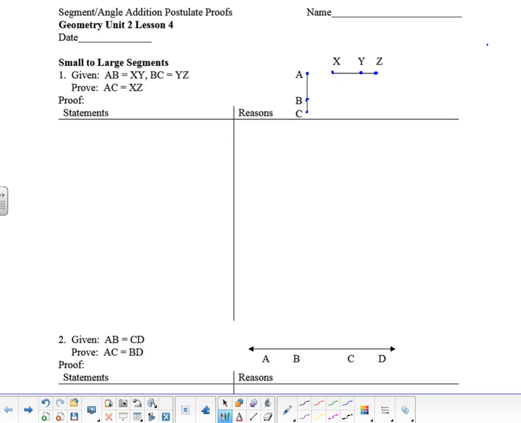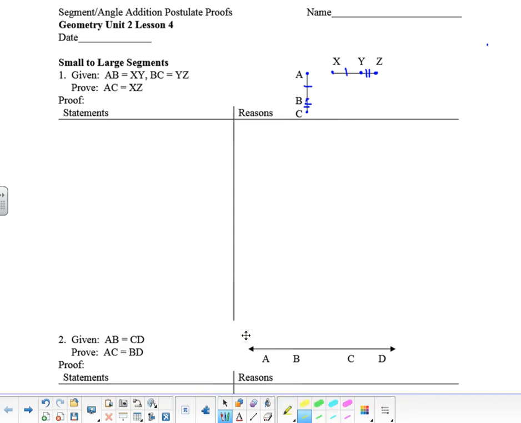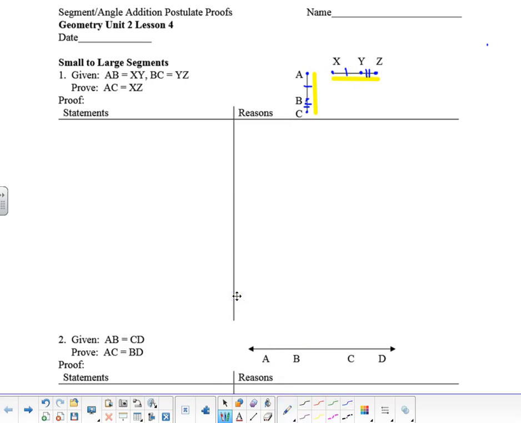So here's where we're going. We're going from a small to a larger segment, so we're going to be adding something. Let's start by marking what we're given. We're given that AB is equal to XY, so I'm just going to mark that with some tick marks. And we're given that BC is equal to YZ. And we're trying to prove that AC, which is this larger segment, is equal to XZ. It's really simple. We're just going to add those two together.